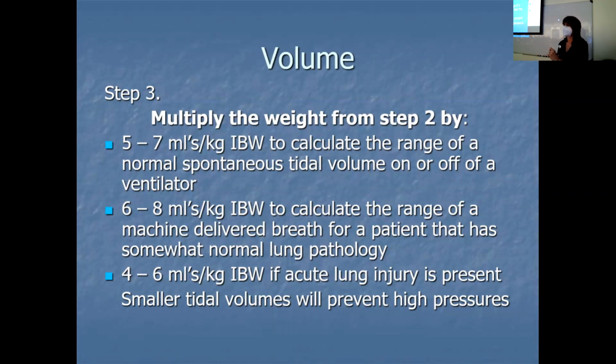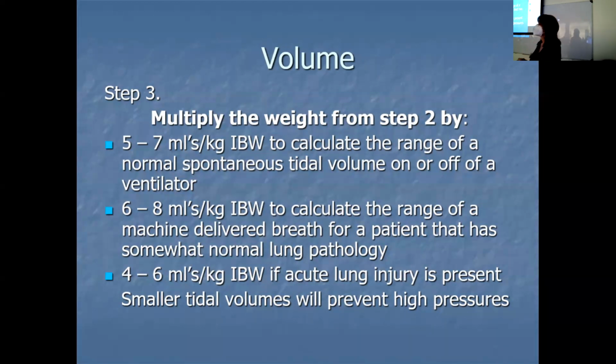Chris, what did you get? I got 418. Okay. So we multiply our ideal weight in kilograms times 5. And then 7 to get the range. The 7 would be the maximum tidal volume. So 5 mLs per kilogram is your minimum tidal volume. That's normal for you. 7 mLs per kilogram is the number that's like your maximum normal tidal volume.